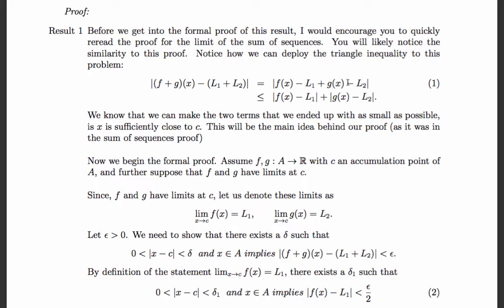Therefore, I'm going to split this using the triangle inequality and say that this is less than or equal to the difference f minus L1 plus the difference g minus L2. And I know this term can be made as small as possible. This term can be made as small as possible. And our goal is to guarantee that this sum is as small as possible. So, of course, if I want this to be less than epsilon, well, I need this term to be less than half of epsilon, and this one as well. And that's the idea behind the proof. So let's now rigorously go through these steps.